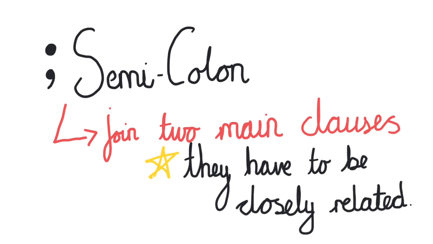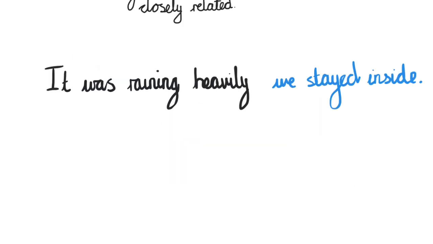However, what we do need to remember is that these two main clauses have to be closely related or linked in some way. So let's do an example. So, if I look at this sentence now, I've got two main clauses. Now, a main clause or an independent clause is something that would make sense on its own. Okay, so if I look at these two, we've got it was raining heavily, which yes, absolutely makes sense. I've got my subject and my verb. And then I've got we stayed inside.